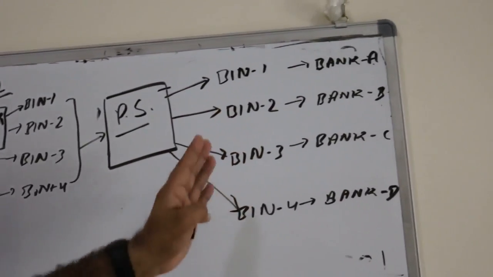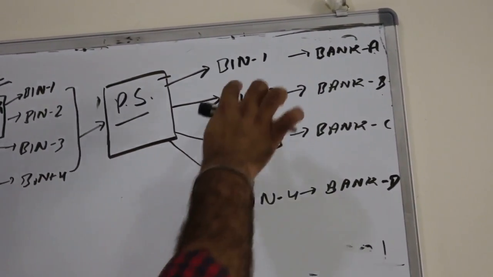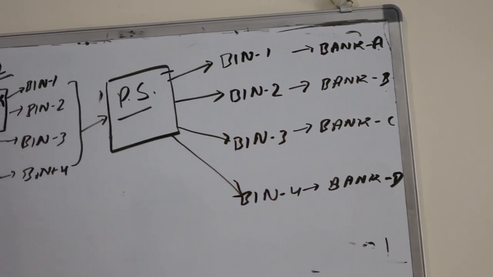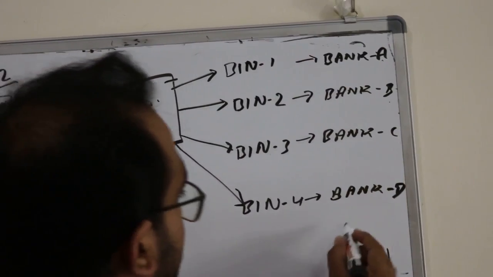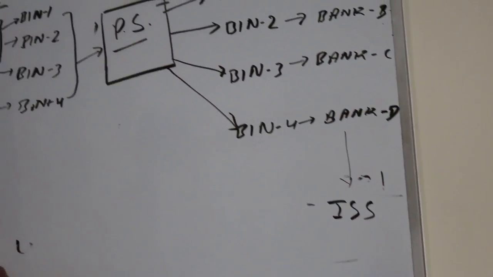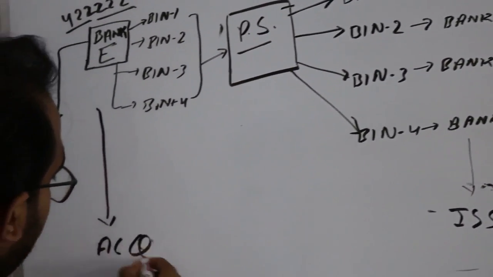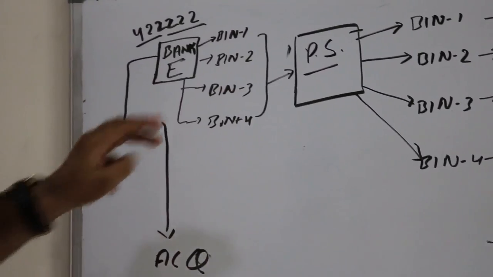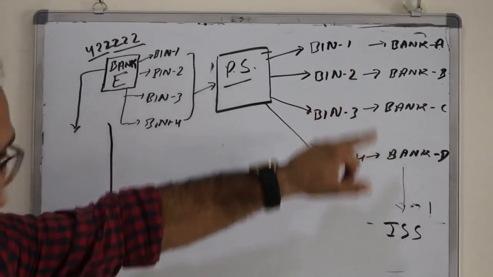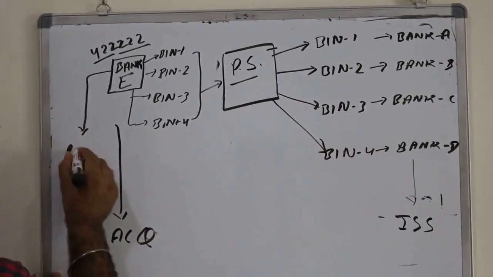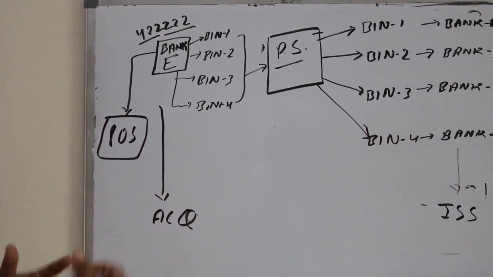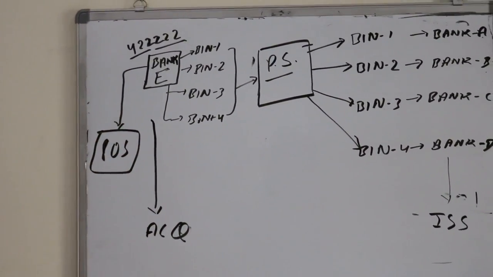We are now using four different bins, 1, 2, 3, 4, and these bins belong to four different issuing banks A, B, C, D. These are issuing banks, and there is one acquiring bank, which is bank E. Now what happened? Customers who have the cards of these four different banks went to the POS machine of bank E. All four customers did the transaction at four different times.